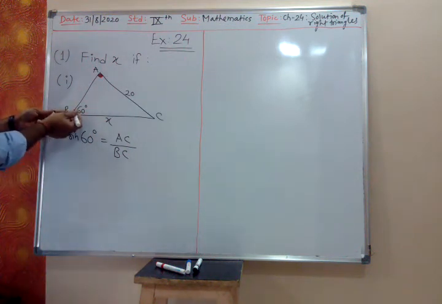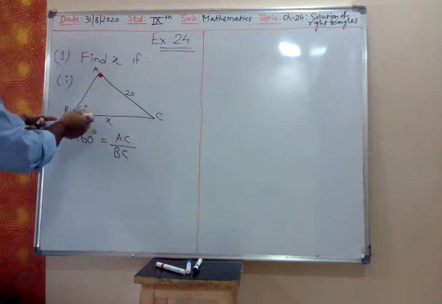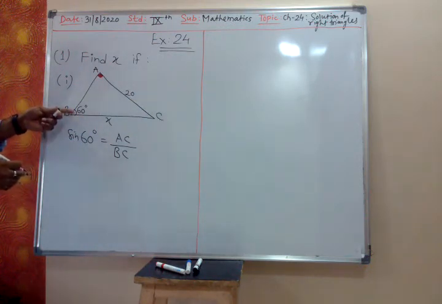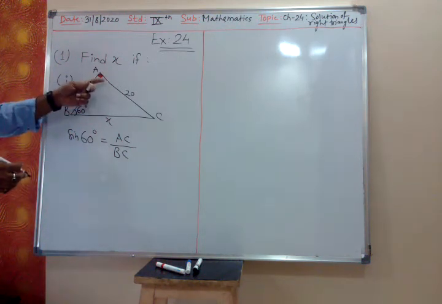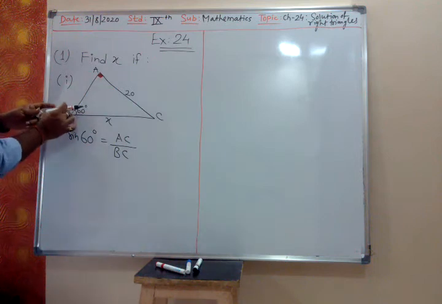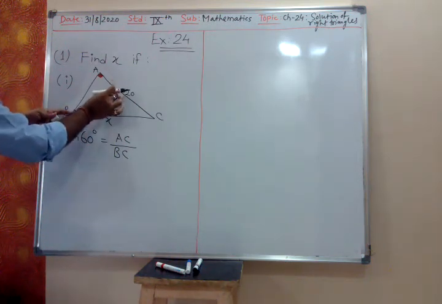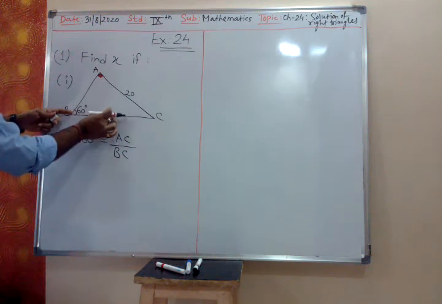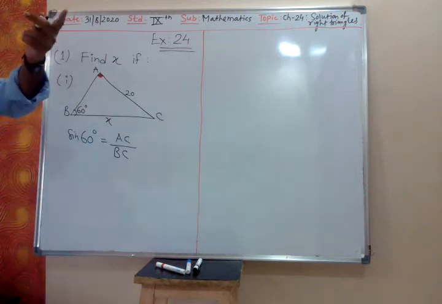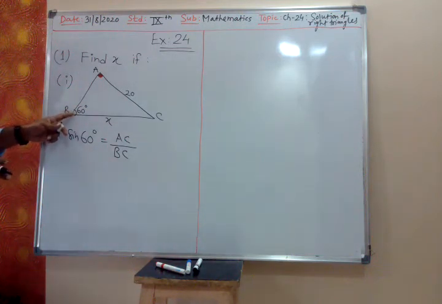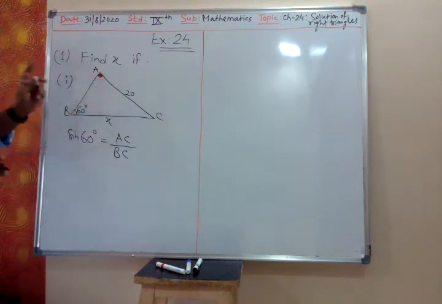Because 60 is already given, my x is BC. The length BC is x. So that reference angle 60 is given, and with respect to that you have to find the trigonometric ratio. With respect to reference angle 60, the opposite side is given and the hypotenuse we have to find. Opposite and hypotenuse is in sine. So we write sine 60 is opposite upon hypotenuse.